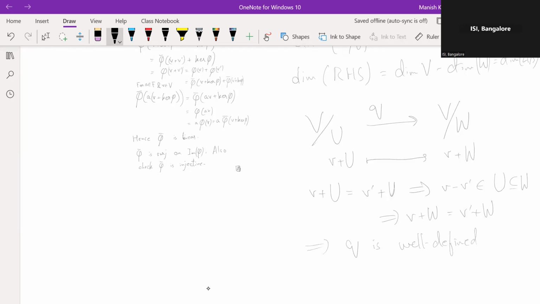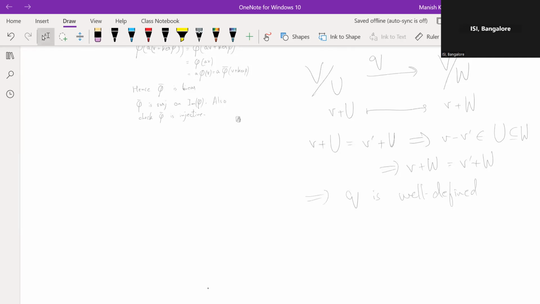This is what we'll have to check. So if you take two different representatives, then it leads to the same target. So V plus U goes to V plus W, V prime plus U goes to V prime plus W. But if V plus U is equal to V prime plus U, then V plus W is also equal to V prime plus W. So that left coset is going to the same left coset. If the two left cosets of U are the same, then it's going to the same left coset of W. Okay, so Q is well defined.